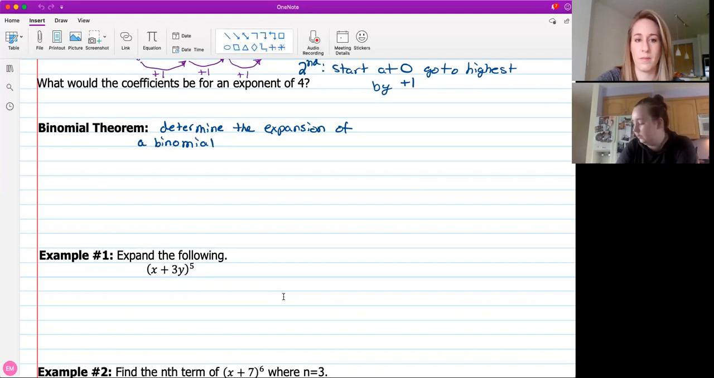Okay. So this is the binomial theorem. We have x plus y to the nth power, so a binomial to the nth power. And this is going to equal the summation.